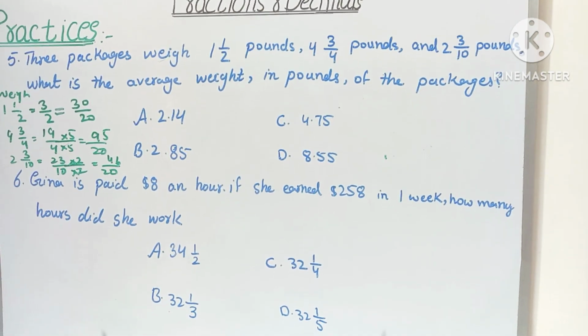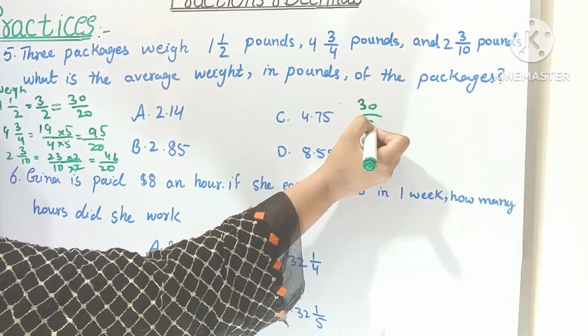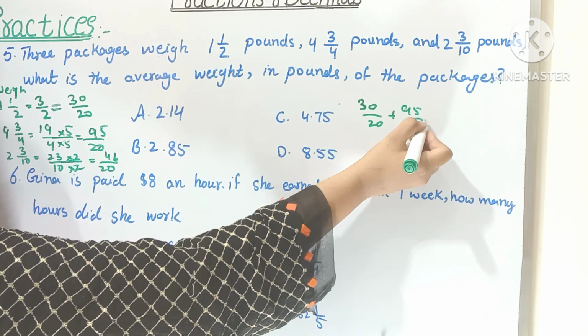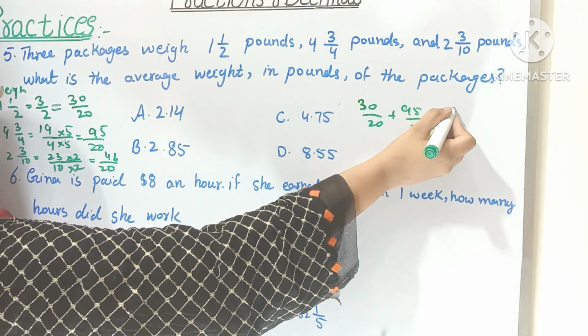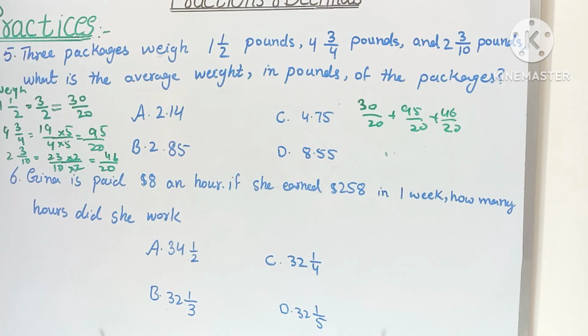And now we add the weights. 30 over 20, 95 over 20, 46 over 20. When I add them, my answer is 171 over 20.